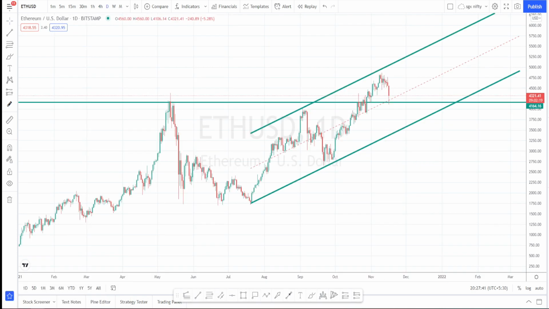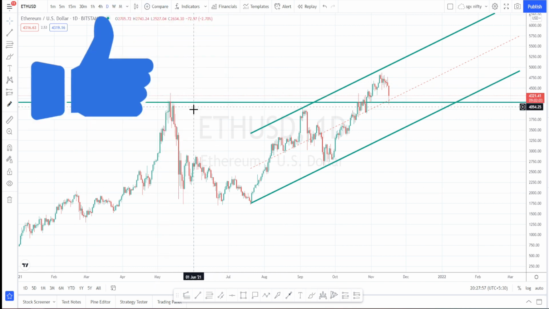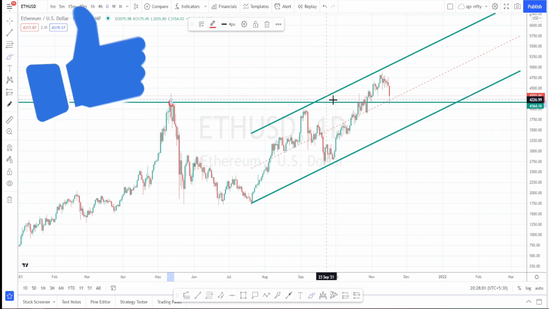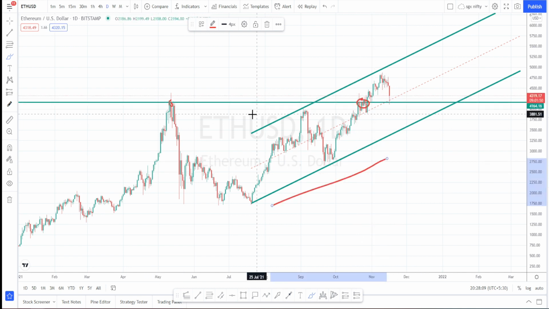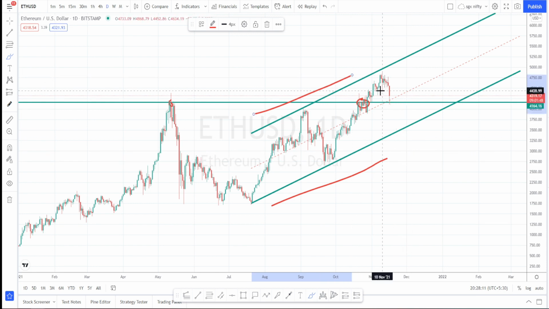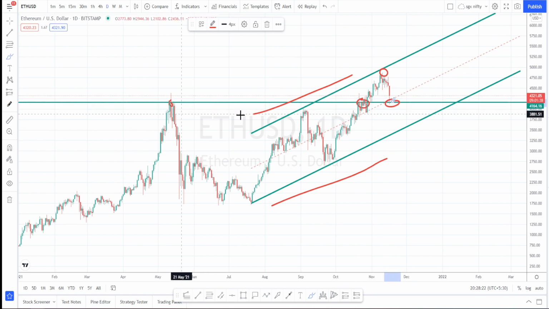Let us do the analysis in Ethereum coin. I'm in daily time frame now. I've already marked the support and resistance level. This has been the resistance level previously, and present price action has managed to break this resistance level and it is presently moving in a channel pattern. So in the channel pattern also it has tested the resistance level in the channel pattern. Presently it is retracing. During retracement it has taken support on the previous high.